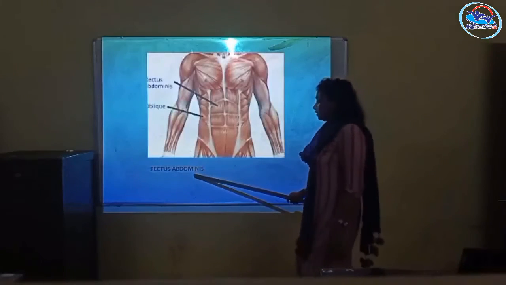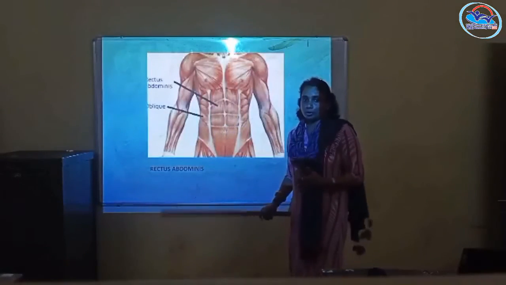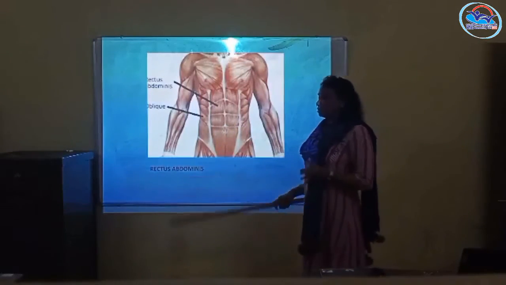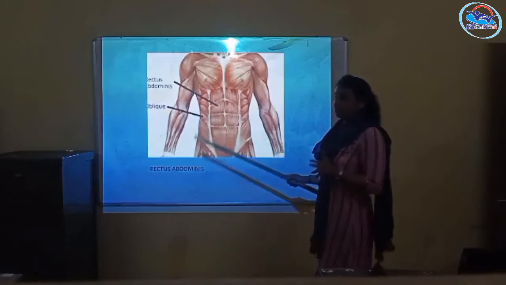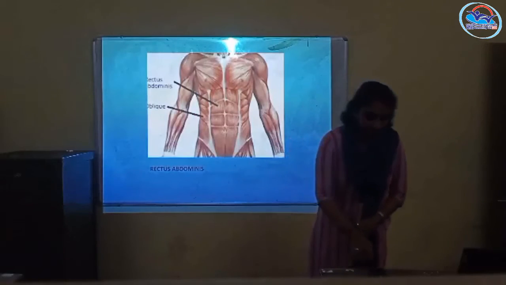Next one is rectus abdominis. The muscle you can see on your abdomen, rectus abdominis. We also call it the six-pack muscle. Rectus abdominis muscle.